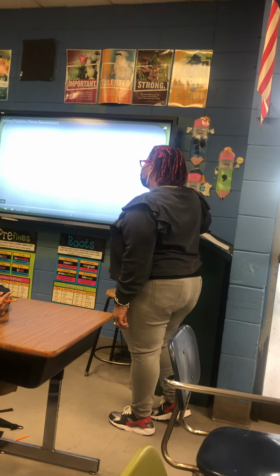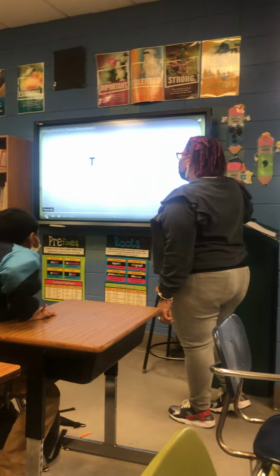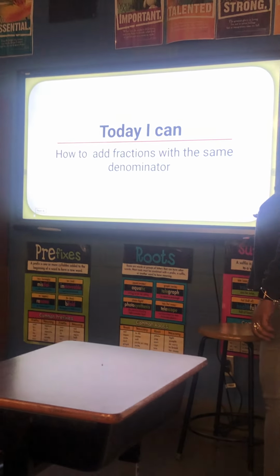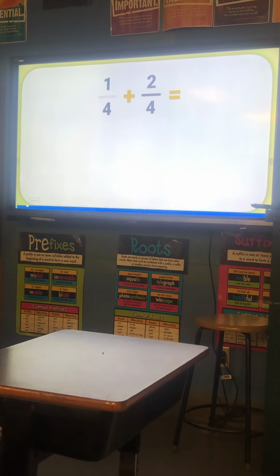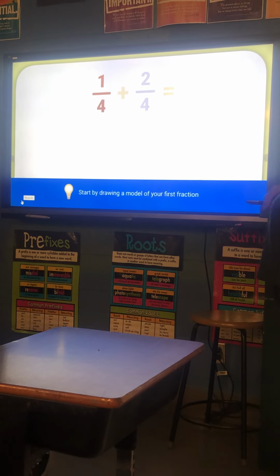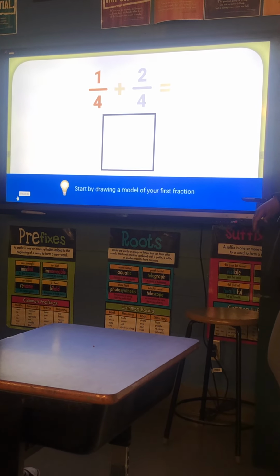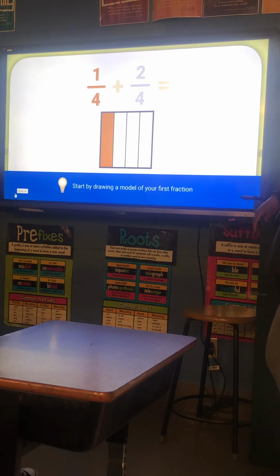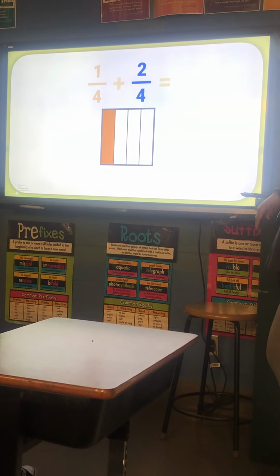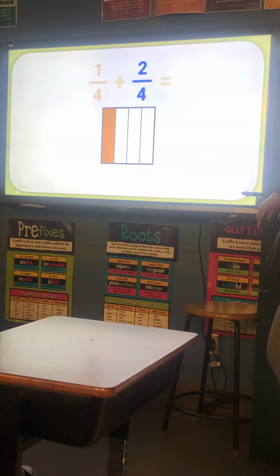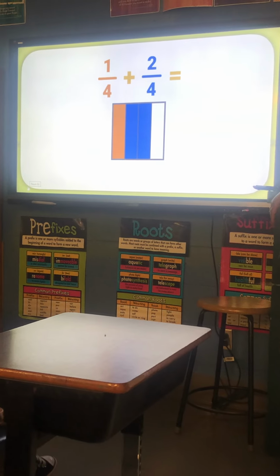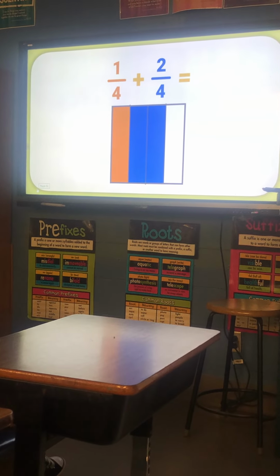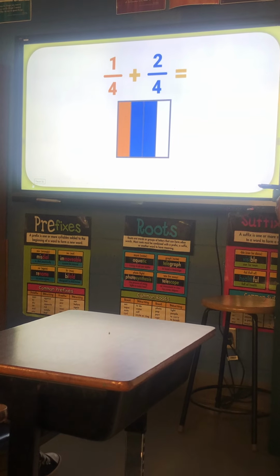Today we are learning how to add fractions with the same denominator. Let's say we want to take 1/4 and add 2/4. Well, to start, we could draw a model of our first fraction, 1/4. We could draw a square and shade in 1/4 of the square. Next, we need to show ourselves adding 2/4. So I will shade in 1 more fourth, 2 more fourths. Now I've added 2/4. And this model represents my answer. But I need to write it as a fraction.